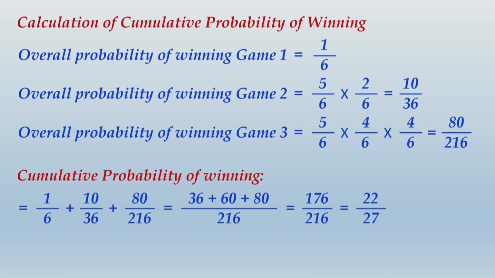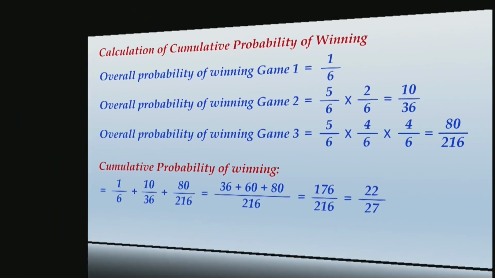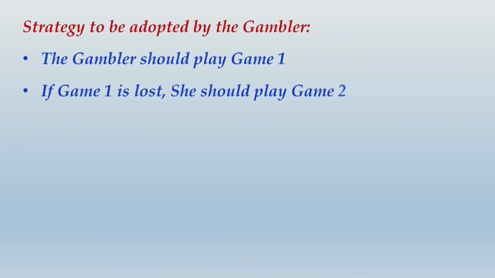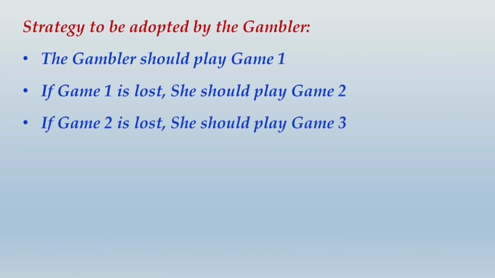Alright friends, so once you have written this whole thing, let us move ahead and write those strategies that the gambler should adopt. The gambler should play game 1. If game 1 is lost, she should play game 2. If game 2 is lost, she should play game 3. So please write up this concluding point, and that will be the end of the solution.